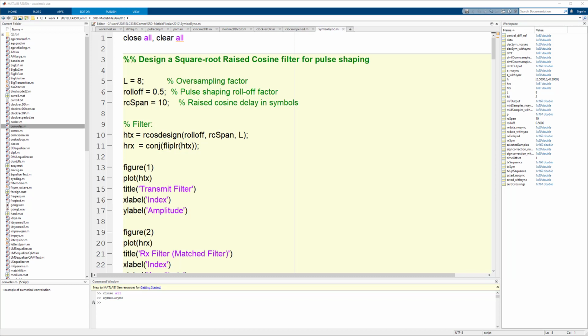On line 10, I designed the transmit filter. That's a root raised cosine with the rolloff factor, the raised cosine span, and the oversampling factor. On line 11, I defined the receive filter. We can see that it is the matched filter because I take the transmit pulse-shaping filter, flip the order, and take the complex conjugate. On figure 1, we plot the transmit filter. On figure 2, we plot the receive filter. Because it's a raised cosine, it's symmetric, so we should see these filters are exactly the same.